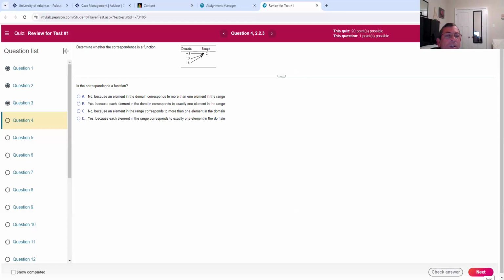So this one wants to know if this correspondence is a function. Let me go over this again. To be a function, each of my domain values can have one and only one range value. Remember, you're focused on the domain, which is your x's basically. So does each of these domains only have one range value? If they do, then that's a function. If they don't, then it's not a function.